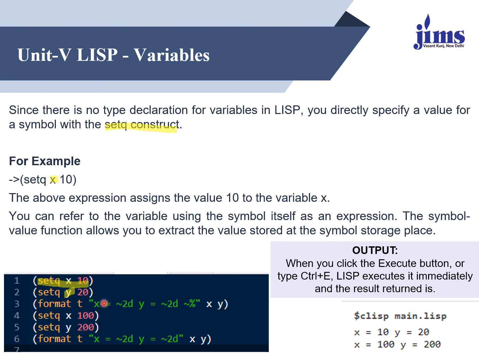Then x y. And again I am setting the value of x and y, resetting its value with 100 and 200. Now when I try to print, I can easily see that in this case the value of x and y is 10 and 20, whereas as we have reinitialized it, the value becomes 100 and 200. So this is how we can use the setq construct to set the value of a variable.